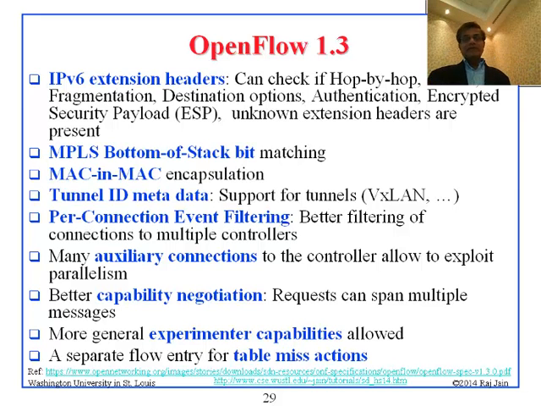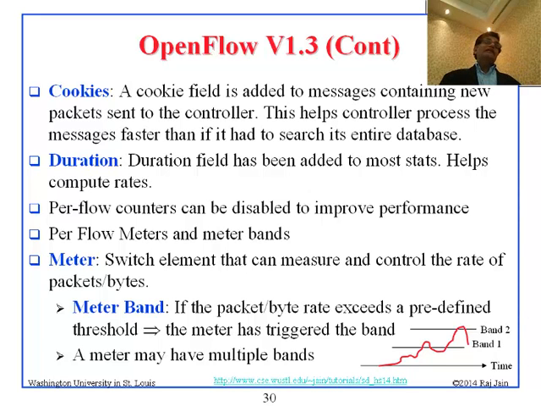More general experimental capabilities. Here they generalize the vendor extensions even more, and table miss actions, a separate flow entry, like we talked about, for what to do if you miss the table totally. Cookies were added. Cookies are basically state, just like in the HTTP world, where we send the cookie to the server. That way the server can figure out who you are and what we have done so far. The whole state is in the cookie. Similarly, the cookie is sent to the controller, so when the controller receives a message, it knows what context it was in. It doesn't have to keep the context.